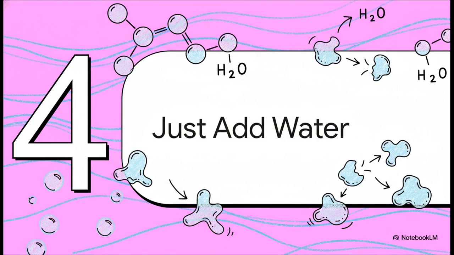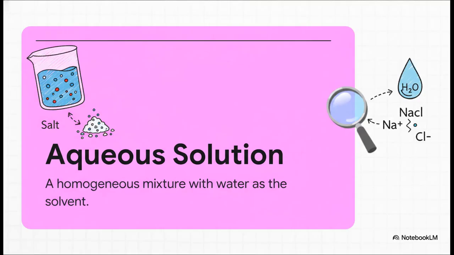Okay, let's add one more layer to this. A huge number of chemical reactions, probably most of them, don't just happen in the air or in a solid block. They happen when stuff is dissolved in the most common solvent on the whole planet, water. When something is dissolved in water, we give it a special name, an aqueous solution. Water is the solvent, that's the stuff doing the dissolving, and the substance that gets dissolved, like salt, is called the solute. Simple enough, right?